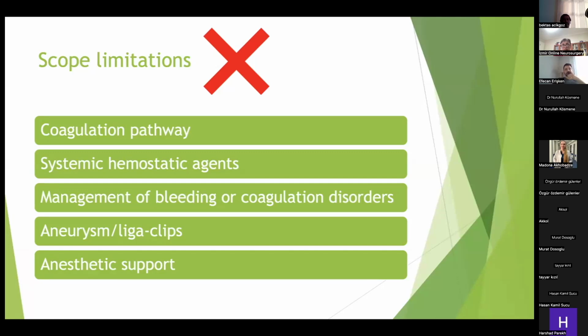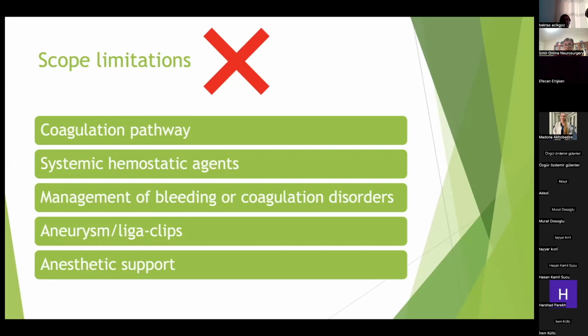Then I will not be mentioning the systemic hemostatic agents like tranexamic acid, factor 7, those types of coagulation factors. Then I will not be discussing much on the management of different bleeding or coagulation disorders like hemophilia, von Willebrand's disease and all. Then regarding the aneurysm clips, Liga clips, different methods of application and all those things will be beyond the scope of this topic. Then how the anesthetist can support us with the hemostasis, that part I am also not including.